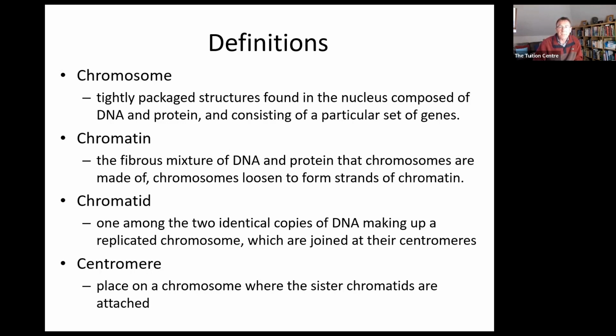Chromosome, we've talked about. Chromatin is the loose form. Chromatids then are the two identical copies of DNA that are held together at the centromere, and the centromere is the location or the position on the chromosome where the two sister chromatids are attached.